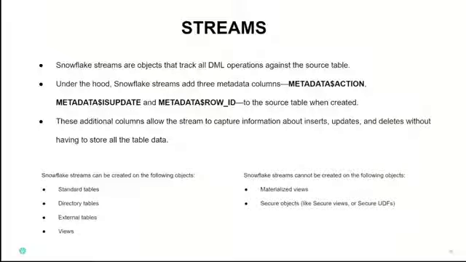A Snowflake stream can be created on the following objects: you can create a stream on top of a standard table, a directory table, or an external table. You can even create a stream on top of views also. Some of the objects in Snowflake on which you cannot create streams are materialized views or any secure objects such as secure views or secure user defined functions. On those you cannot create any streams.